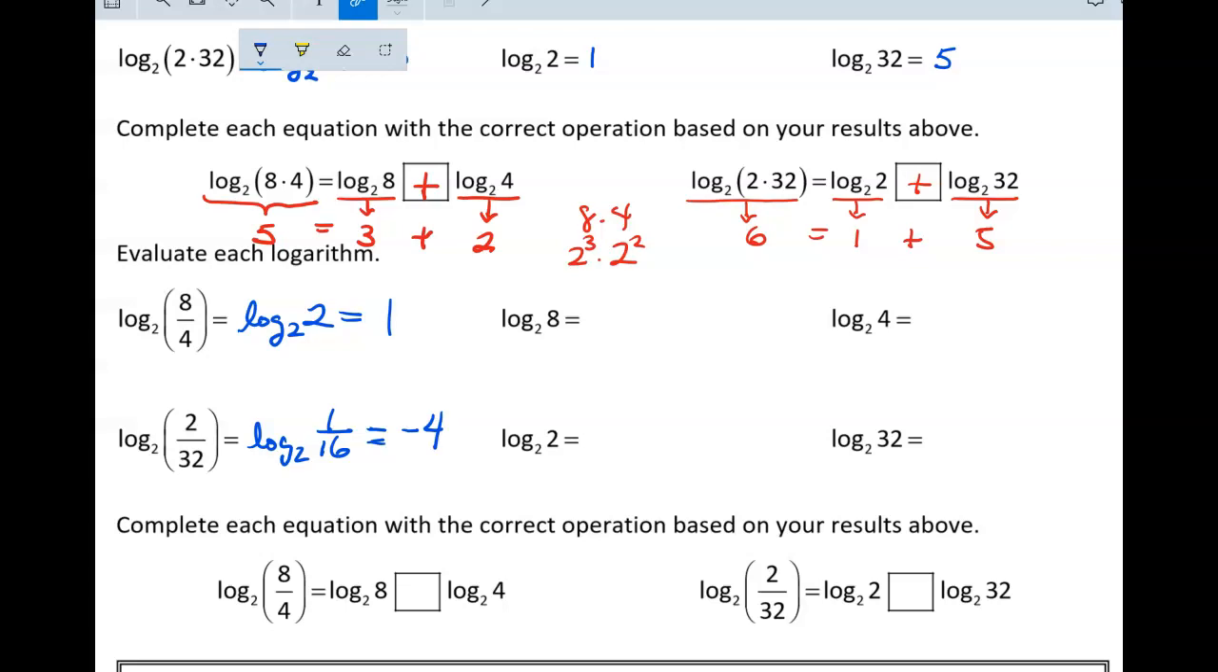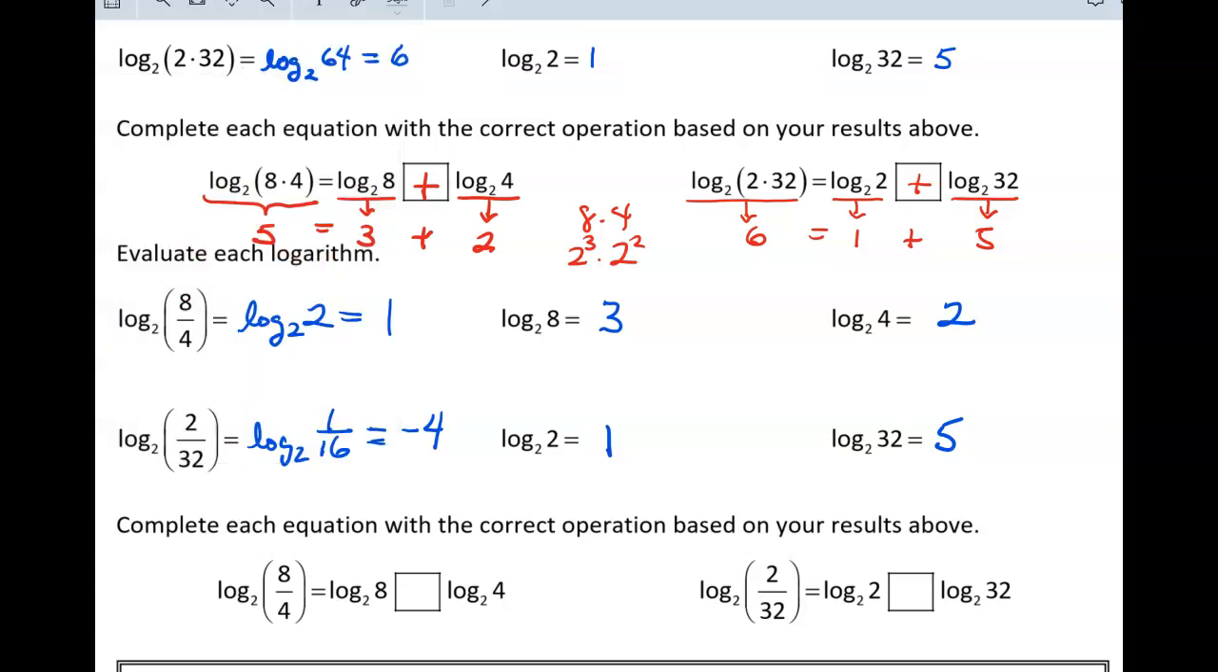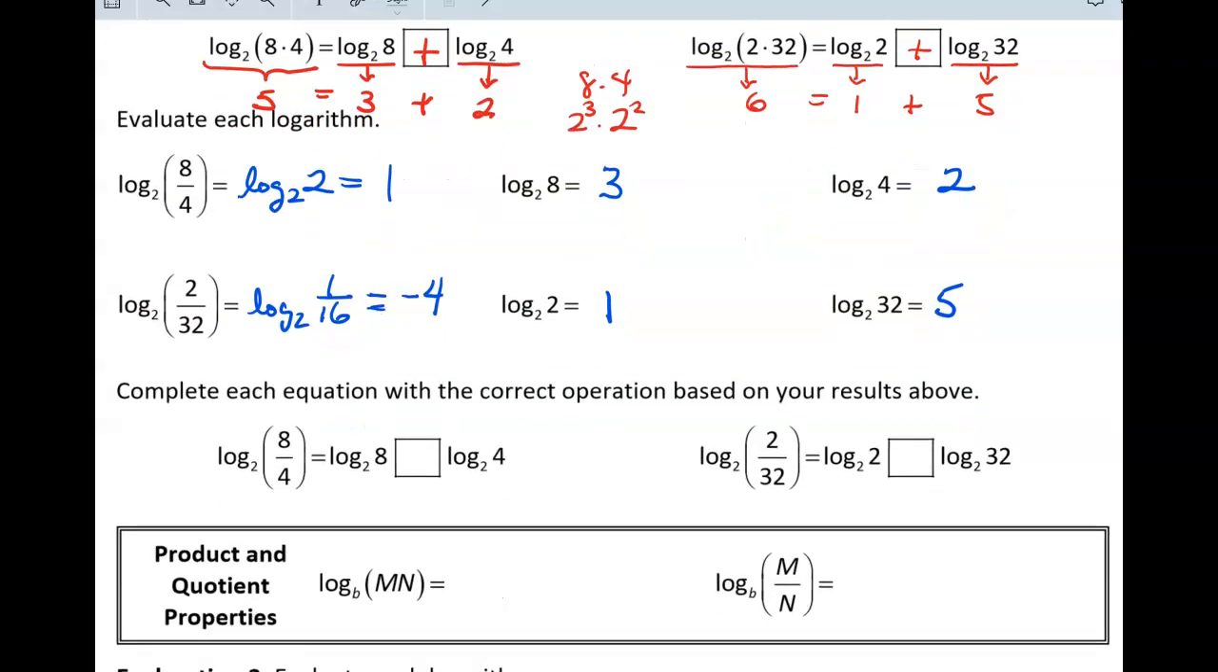Some familiar logs that we've looked at already. Log base 2 of 8 is 3. Log base 2 of 2 is 1. Log base 2 of 4 is 2. And log base 2 of 32 is 5. So let's put those in each of these statements.